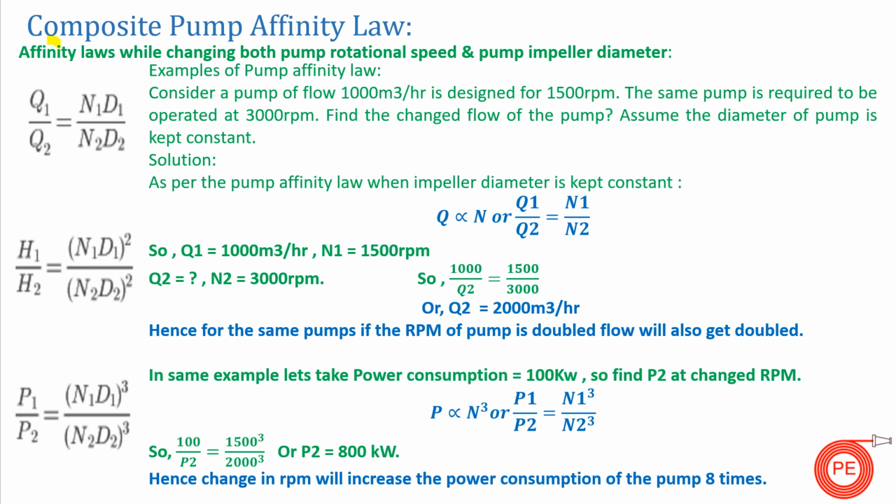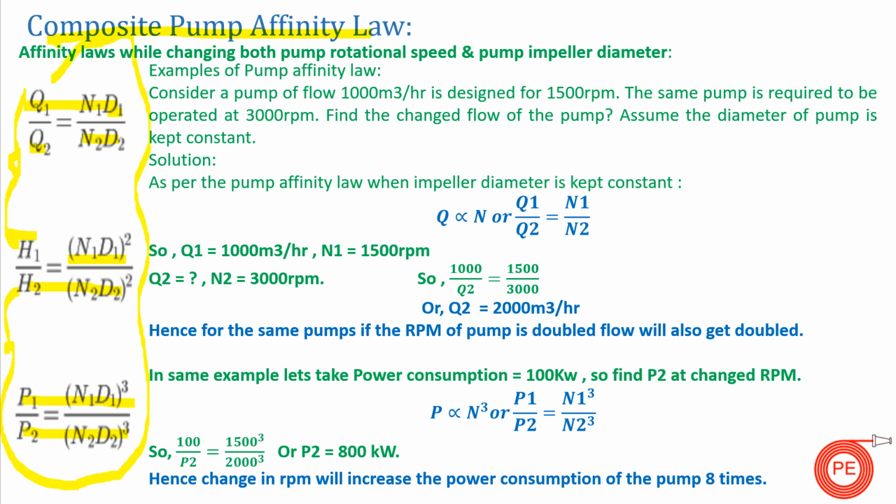So this is the composite pump affinity law. As I told you, Q1 is directly proportional to N1 and it is directly proportional to D1 also. So combining the equations, Q1 = N1 D1 and Q2 = N2 D2. Similarly, H1 = N1 D1 squared, H2 = N2 D2 squared, P1 = N1 D1 cubed and P2 = N2 D2 cubed. I have just combined my constant speed and constant impeller diameter equations and formulated this composite equation.